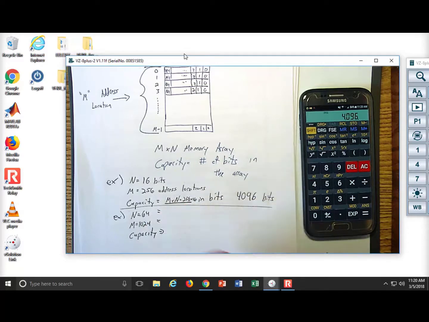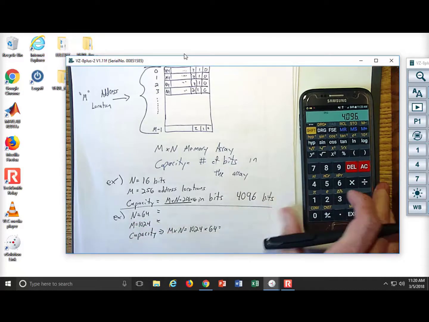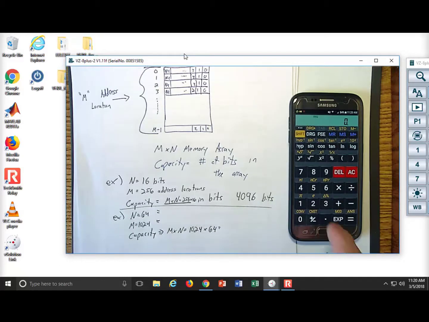Well, I could come along and say that's nothing more than m times n, which is equal to 1024 times 64, and I actually have to pump that in my calculator. So I'm going to get myself 1024 times 64, and I get 65536 bits. Okay? What if somebody came along and said, how many bytes do you have in there?